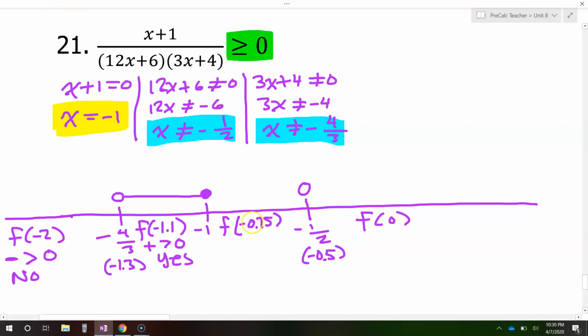Okay, let's look at negative 0.75. So I have negative 0.75 plus 1 over 12 times negative 0.75 plus 6. This is tedious. And then I've got 3 times negative 0.75 plus 4.